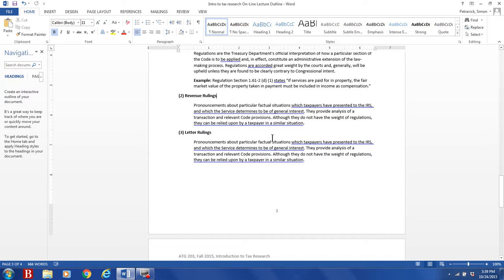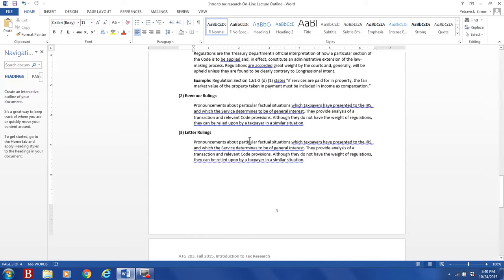The second item is called a revenue ruling, and in this case, the Internal Revenue Service has looked at a particular factual situation that a taxpayer or group of taxpayers has presented to the IRS. The IRS says, you know, that's something that's going to be of general interest to a lot of people, and so they provide an analysis as to how it would be treated.